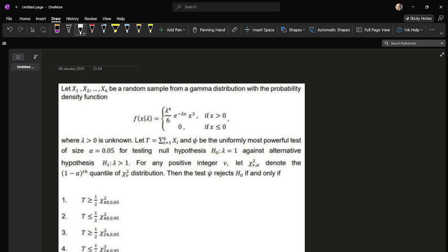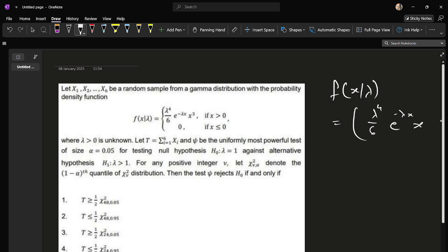This question says let X1, X2, up to X6 be a random sample from a gamma distribution with the probability density function f(x; lambda) equal to lambda to the power 4 by 6, e to the power minus lambda x, times x cubed, when x is greater than 0, and 0 when x is less than or equal to 0, where lambda is positive and unknown.